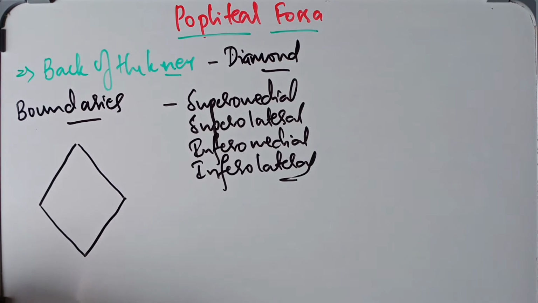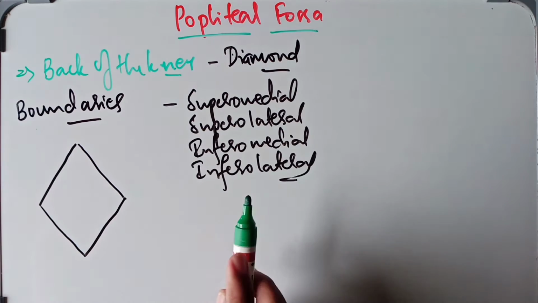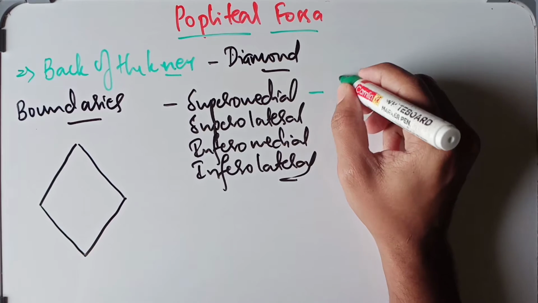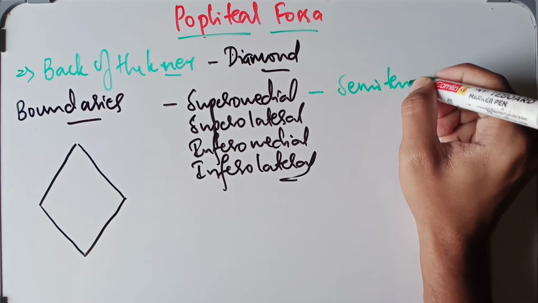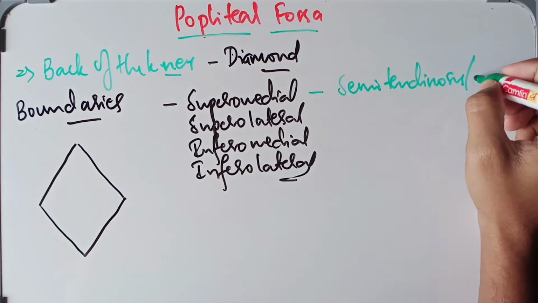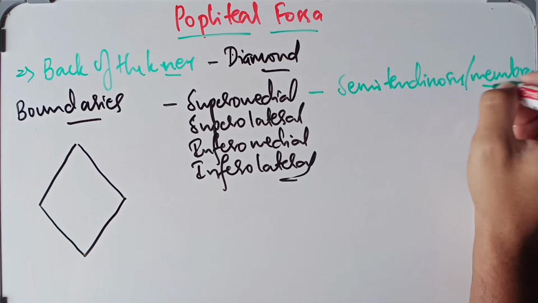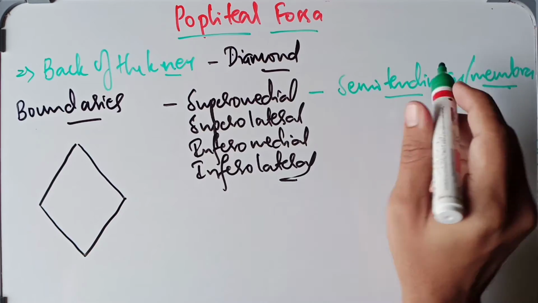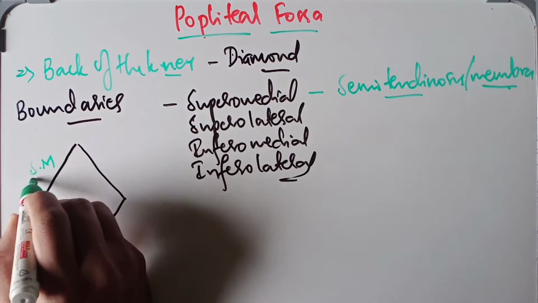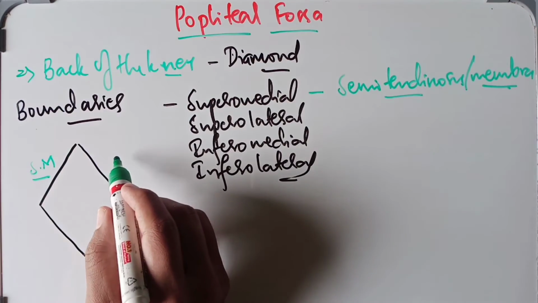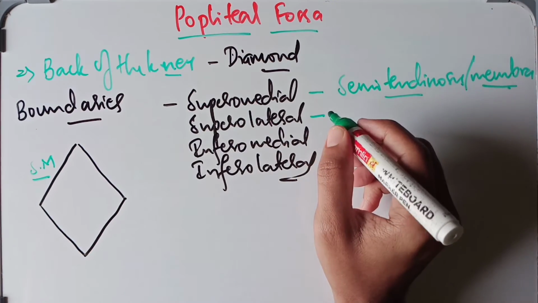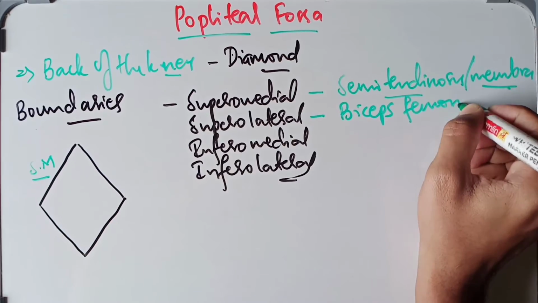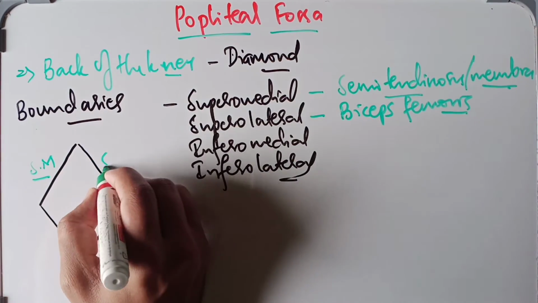Now, what are the structures that make up these boundaries? On the superior medial boundary we have two muscles, the semitendinosus as well as the semimembranosus. We have the tendons of the semitendinosus and the semimembranosus, and they make up the superior medial part of the popliteal fossa. The superior lateral part is made up by the biceps femoris.